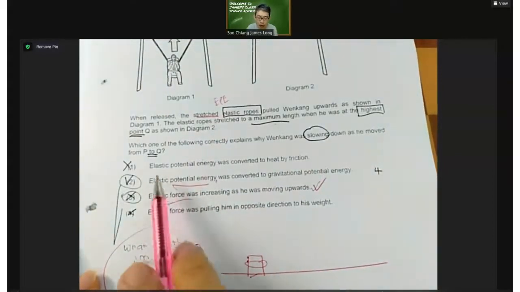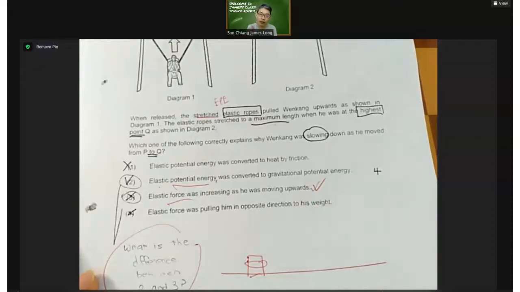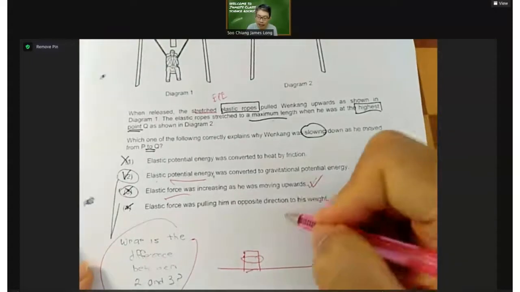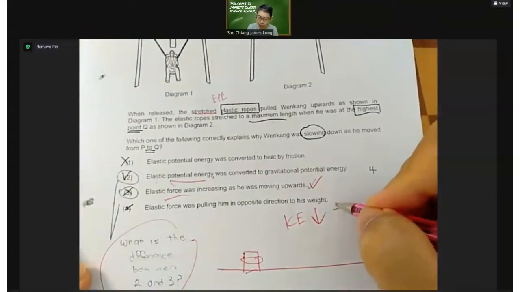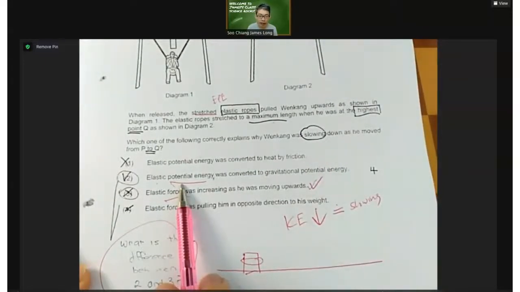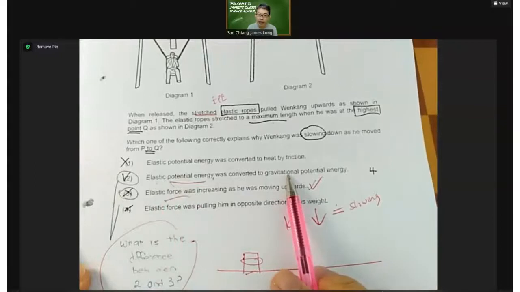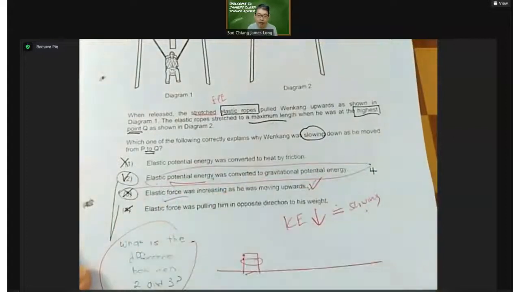And number 2 does not explain the slowing down. It talks about converting from one form to another, but it doesn't talk about slowing down. Now, moving and slowing is about kinetic energy. If kinetic energy is becoming less and less, if KE is decreasing, then that means it is slowing down. But elastic potential energy is nothing about movement. GPE is nothing about movement. So there's nothing about slowing down in option 2.